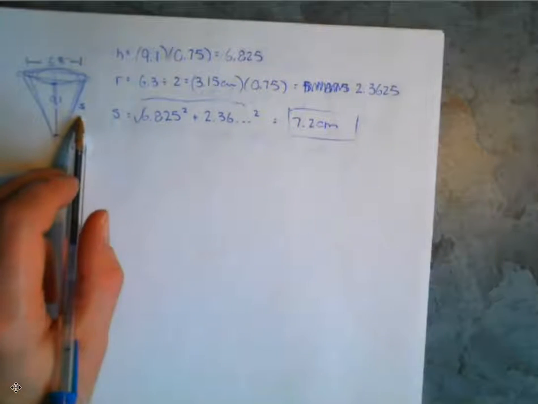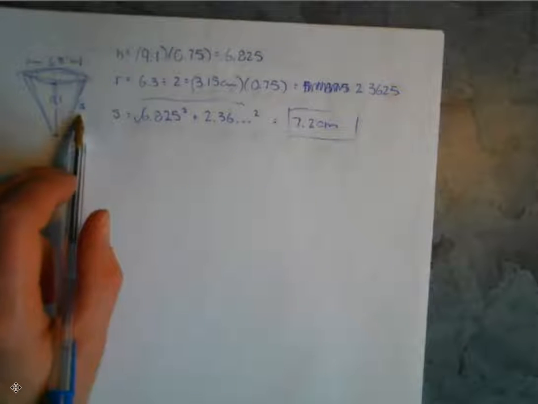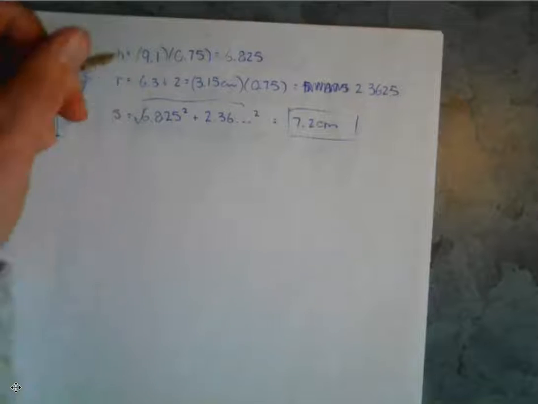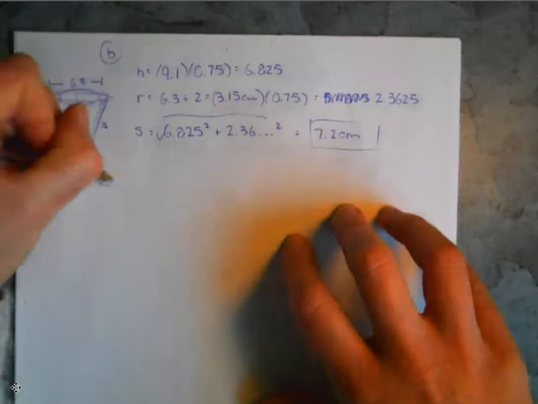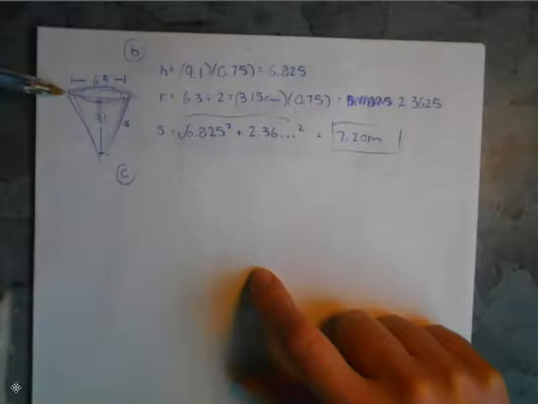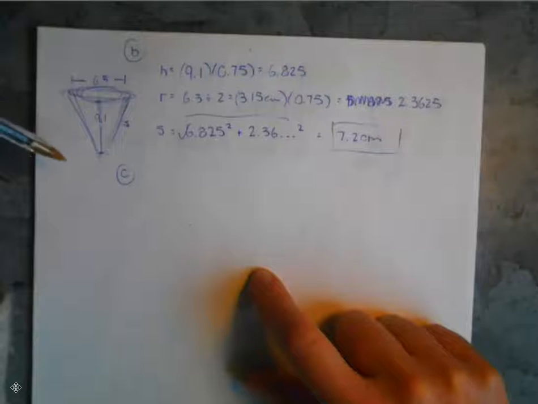Now, what's the next thing that we're asked for? The next thing it asks is how much material does the company save for each cup it makes? Okay, so this was for B. And then for C, how much material does the company save? So when we're thinking about how much material we're using to build something, it's always going to be a matter of surface area, right? So how much material would you need to make these cones?